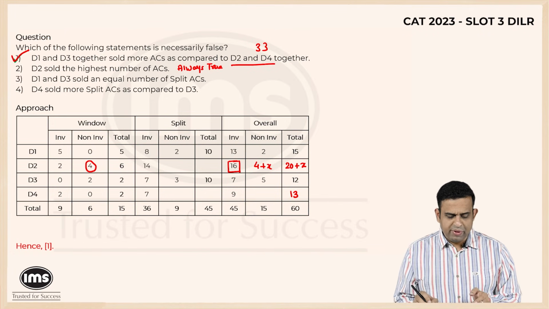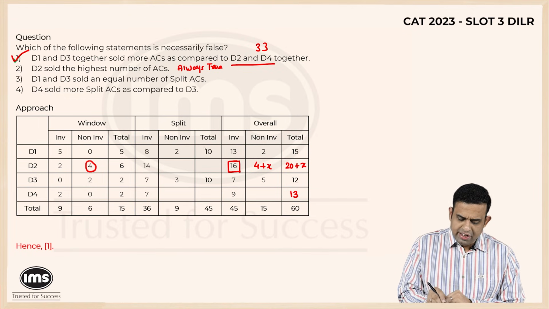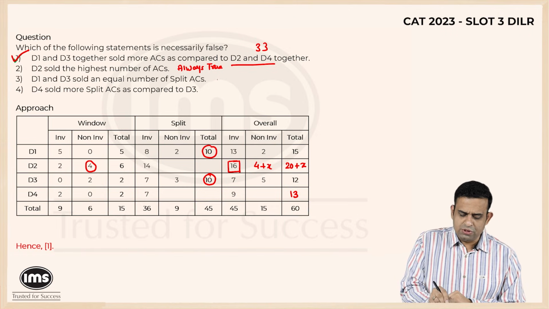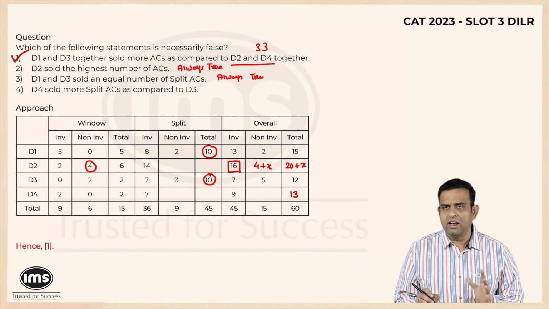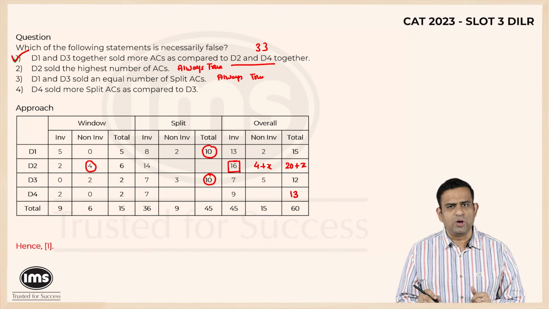Then if you look at statement number 3, D1 and D3 sold an equal number of split AC. D1 is selling a total of 10. D3 also is selling 10. That means option number 3 also happens to be always true and should not be the answer. Likewise, we can look at option number 4 as well, but we already have got our answer as option number 1.